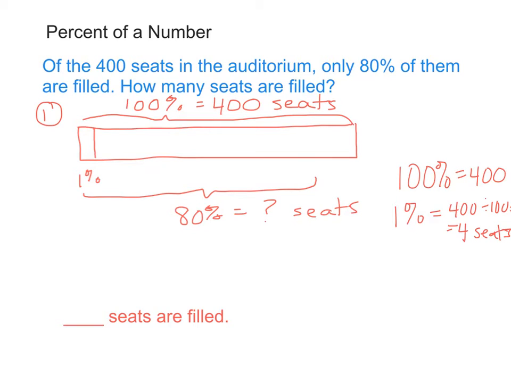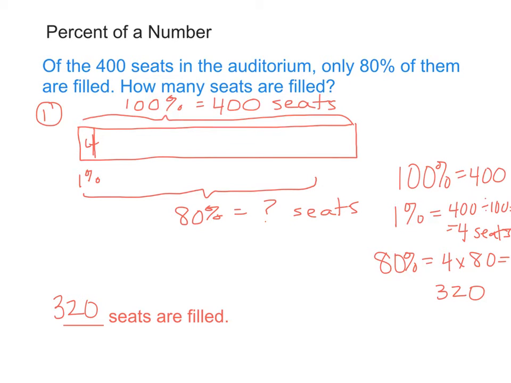But then I want 80%. So I'm going to take 4 times 80, and that gives me 320 seats. So 320 seats are filled. 1% was 4 seats, and then I took that times 80.